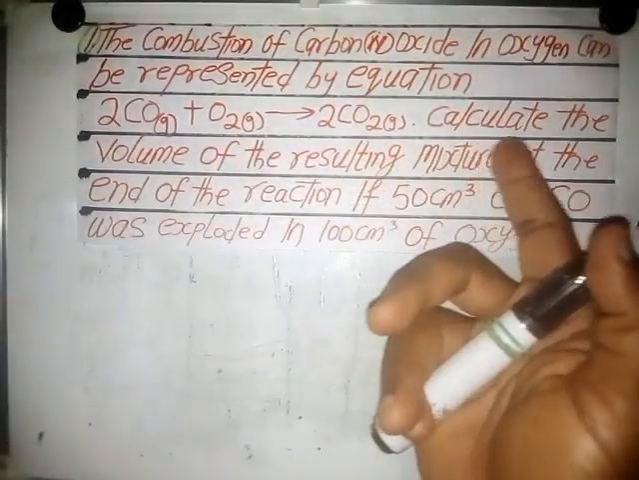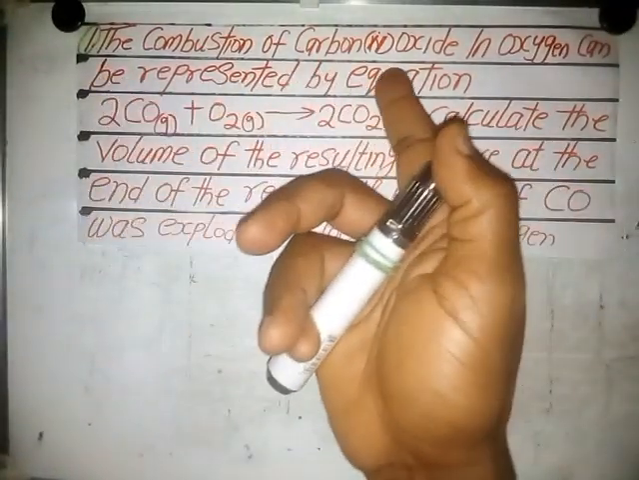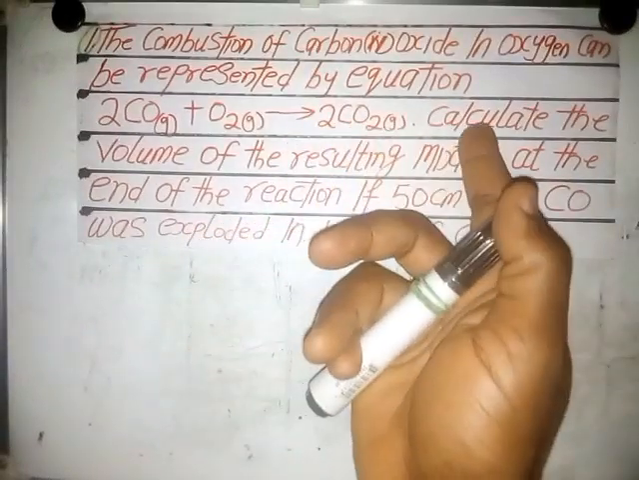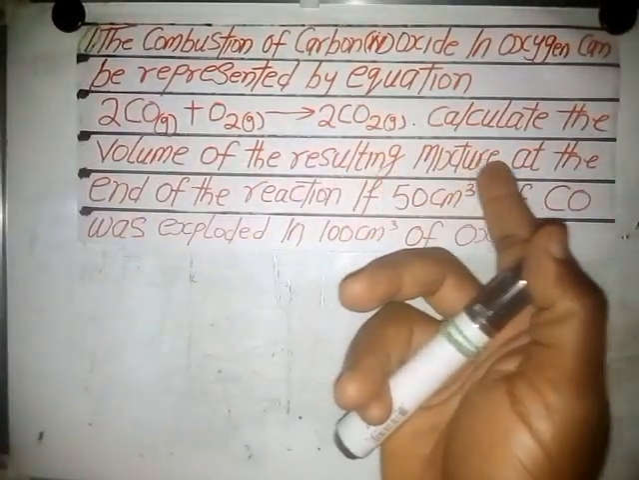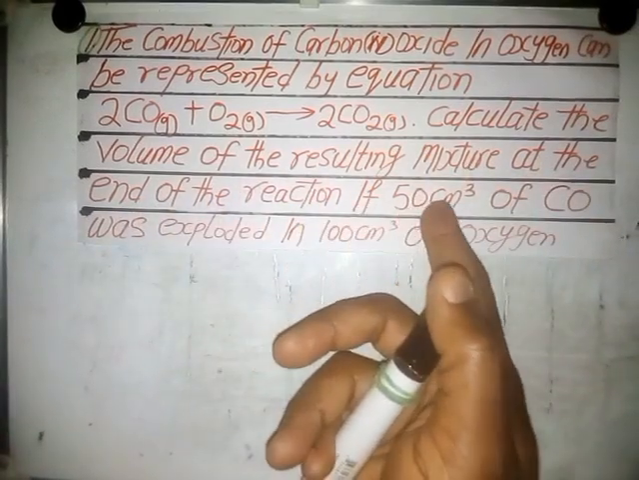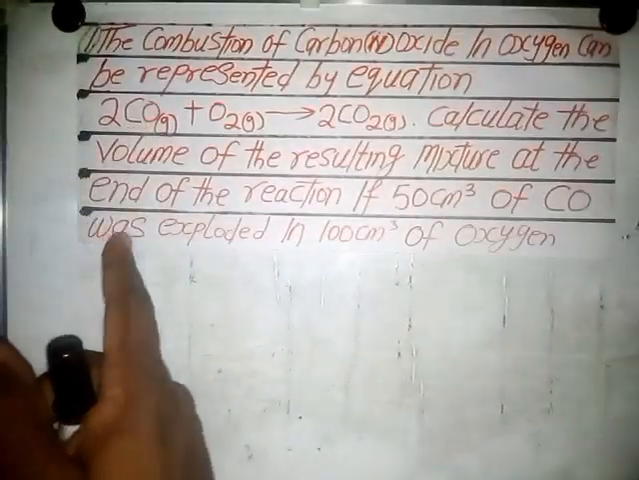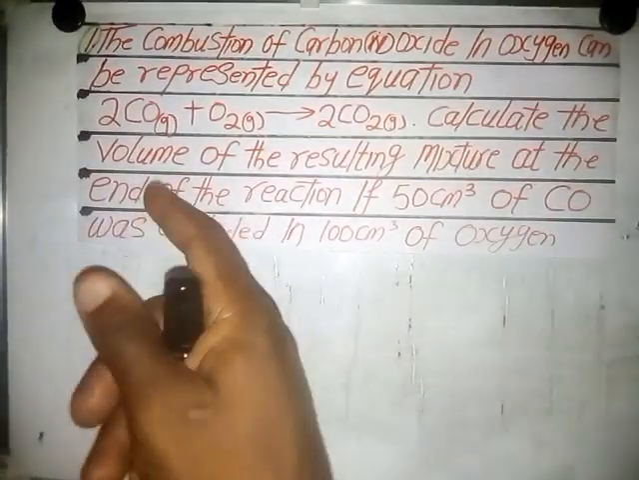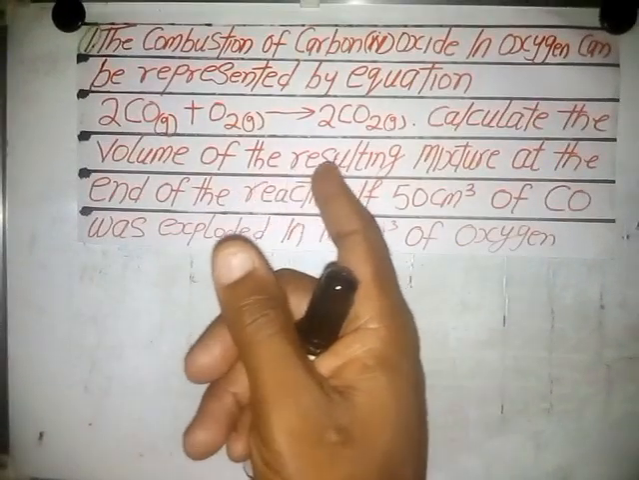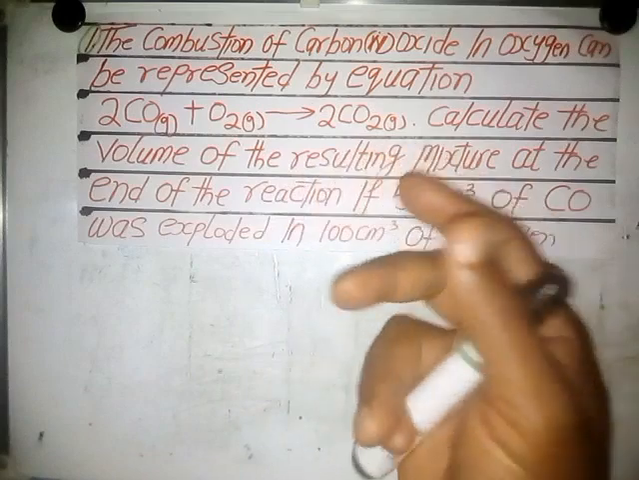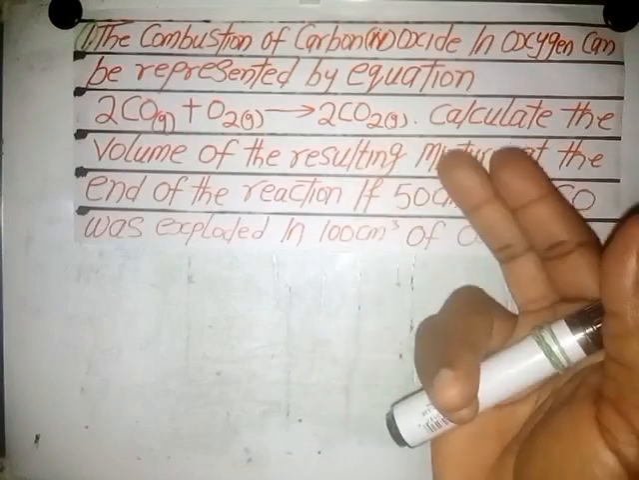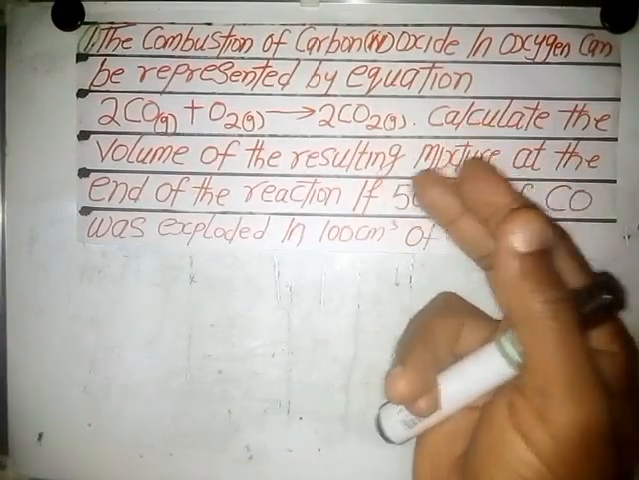So they are saying that the combustion of carbon monoxide in oxygen can be represented by this equation: 2CO plus O2 gives 2CO2. Calculate the volume of the resulting mixture at the end of the reaction if 50 cm3 of carbon monoxide was exploded in 100 cm3 of oxygen. Another name for resulting mixture is residual gas. Most questions use the phrase volume of the residual gas, but here they are using resulting mixture.